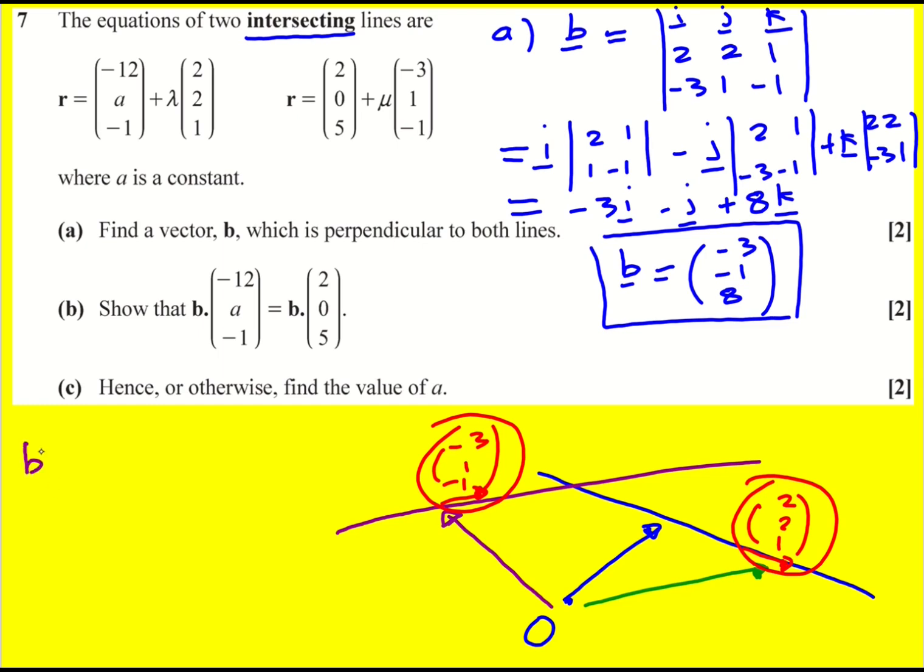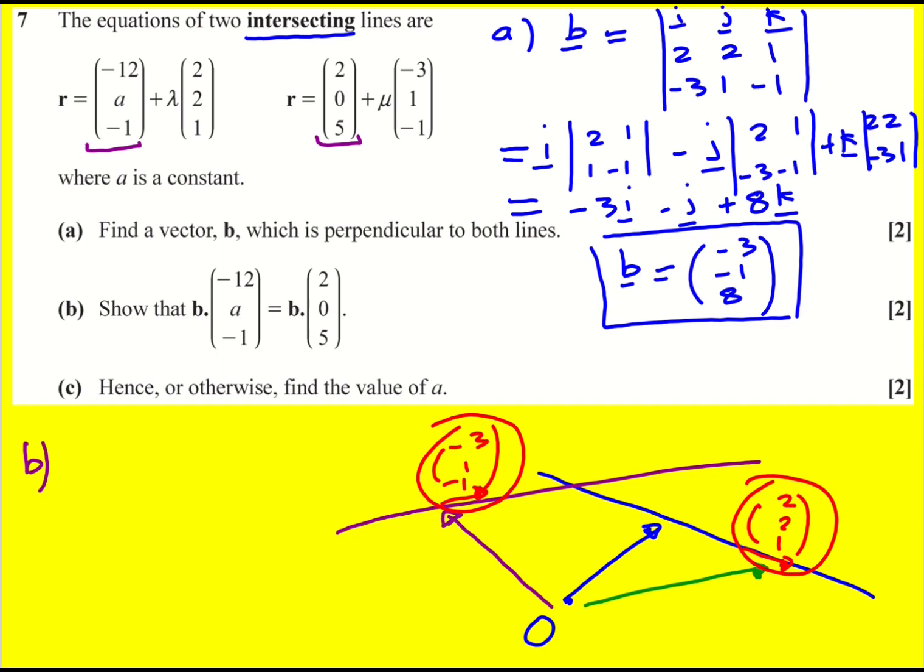All right, the next question caught me off guard a little bit. I had to think about this a lot. Show that the dot product between b and this position vector and b and this position vector are equal. Now what you can't do is just start expanding the dot product, because that's not showing that they're equal necessarily. That's like solving it. And you're going to get one of them in terms of a and one of them not. That's actually what we're going to do in part C to solve them to find a.